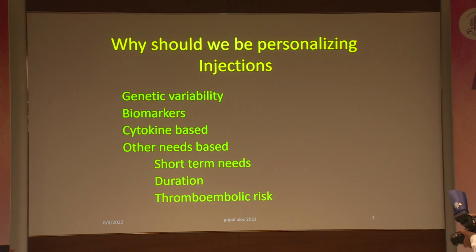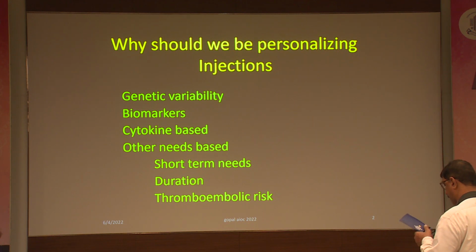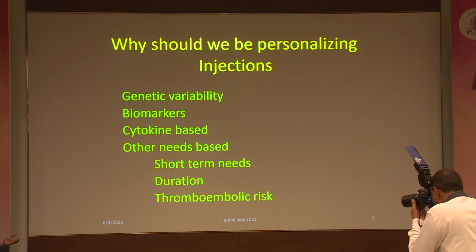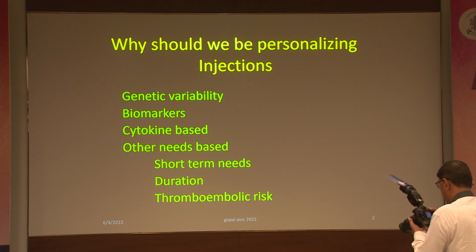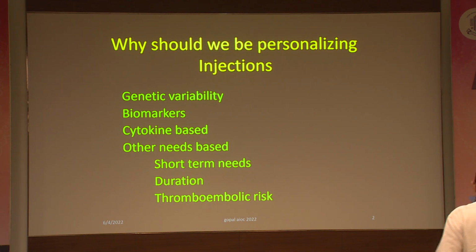The other factor is cytokine-based, which is going to come in. From the tears itself, you can pick up a lot of cytokines, which tell us which drug you should be using. There are other needs like short-term or long-term needs. Some people require injections only once in 6 months because they cannot come very often. There are some people who have MI or thromboembolic risk, etc. Considering all this, we have to individualize and personalize the treatment.